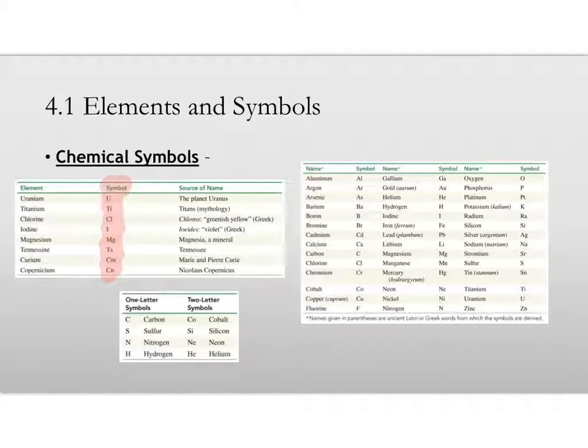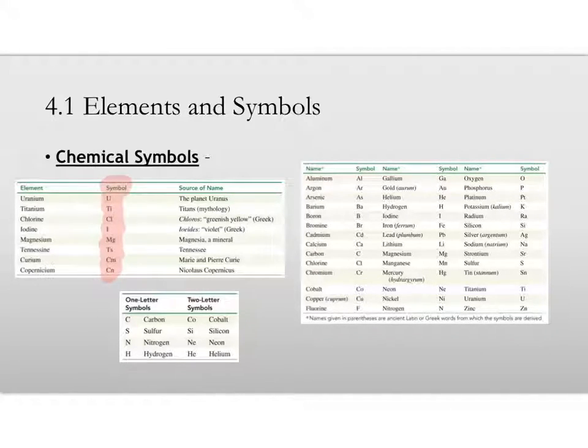Tennessine is named after the state of Tennessee, where that element was discovered. Curium is named after Mary and Pierre Curie, the people who discovered it. Copernicium is named after Nicholas Copernicus. And the table on the right has many more elements and their symbols.